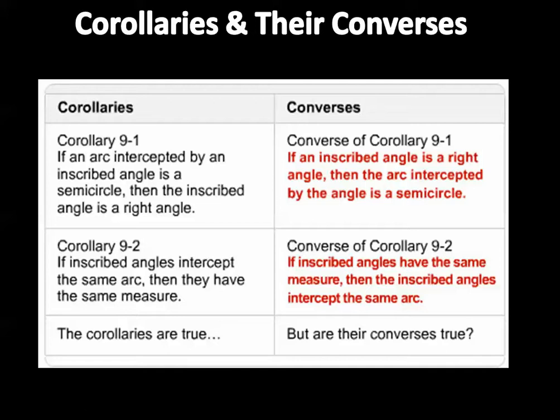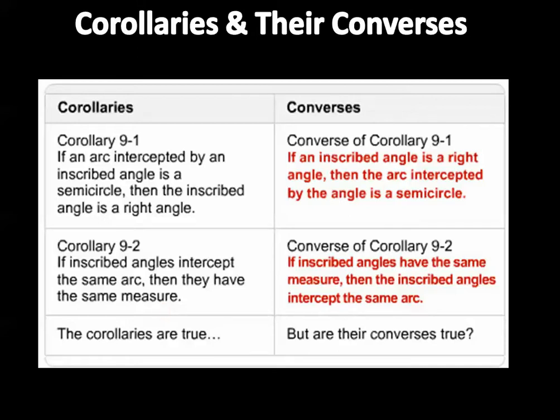That's all we did. Okay, now then, we know that corollary 9.1 is true, and if we look at the converse of the corollary, we're pretty certain that one's true as well. It says if an inscribed angle is a right angle, then the arc intercepted by the angle is a semicircle. And that's going to work every time. I promise you, it's true. Now, corollary 9.2 says if inscribed angles intercept the same arc, then they have the same measure. So if they intercept the same arc, they have the same measure.